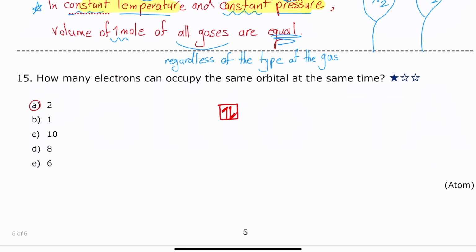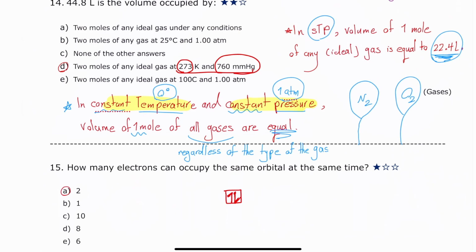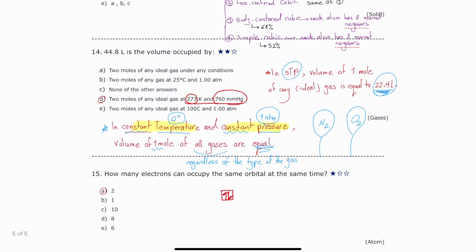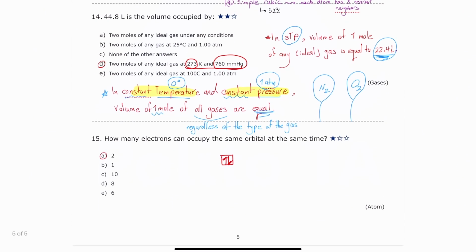Okay, number 15. How many electrons can occupy the same orbital at the same time? Such a basic question. We know that each orbital can be occupied by 2 electrons, which also have different orientations, like this. Very easy one. So this is all of it.